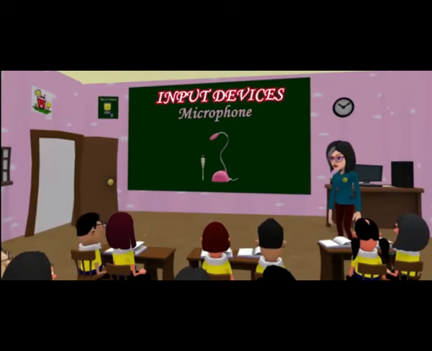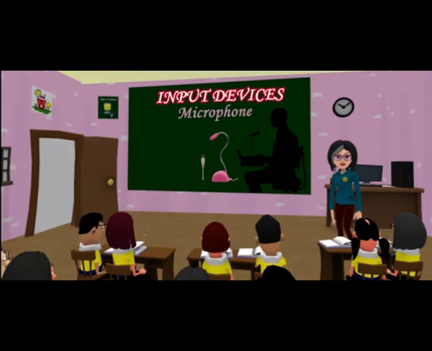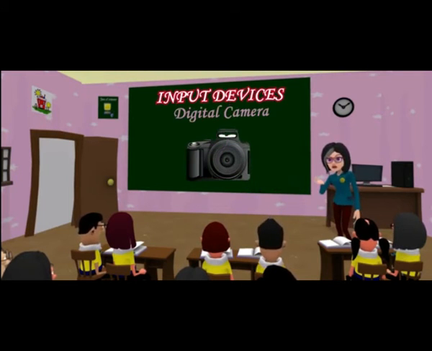Very good. Now let's study about microphone. It is used to record our voice on a computer. It is also known as mic. Students, next is digital camera. It is also called digicam. It is used to capture and store photographs electronically in computer.